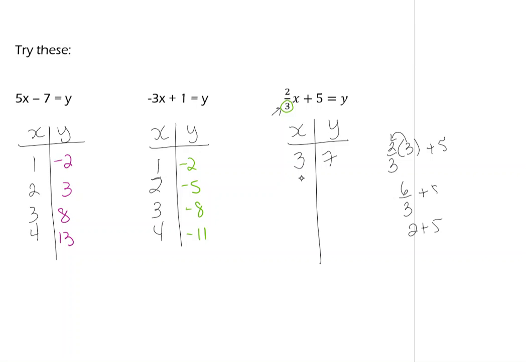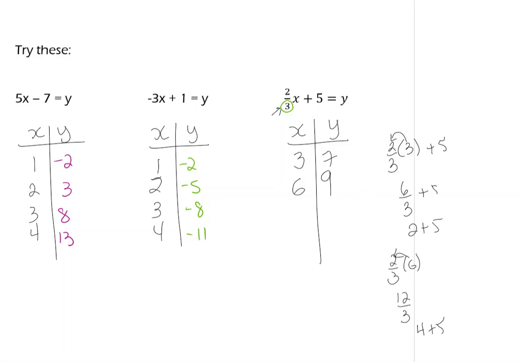Let's see, my next number that I know divides nicely by 3 is 6. So I'm going to have 2/3 times 6 this time. Multiply those. I've got 12 divided by 3, which is 4. And 4 plus 5 is 9.